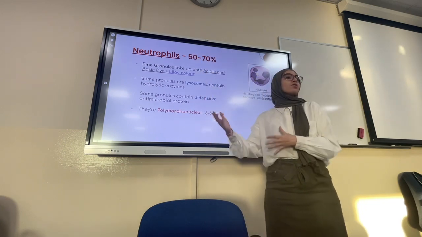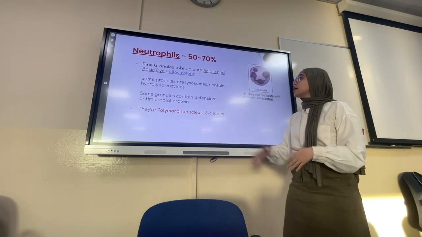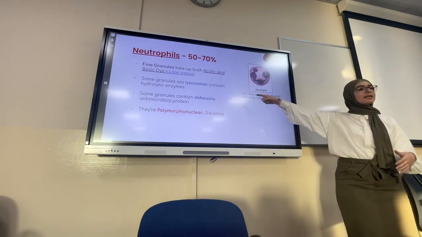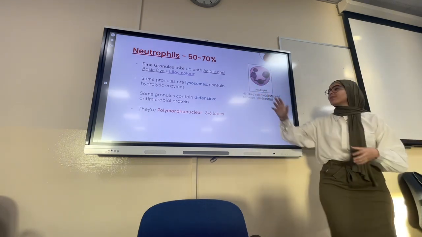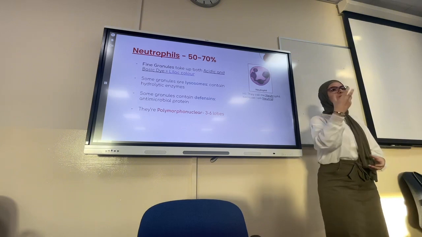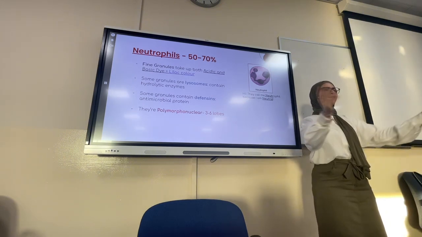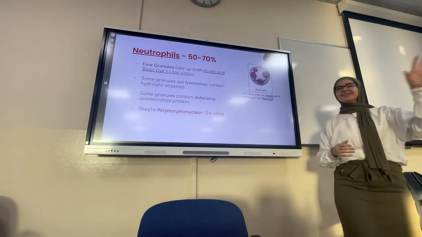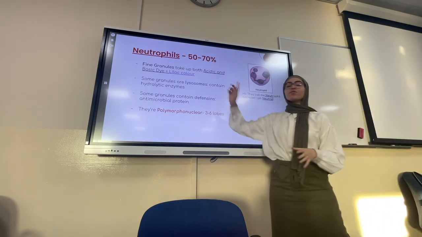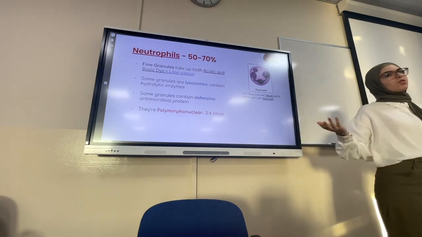50 to 70% of the leukocytes are neutrophils. Because they take in both, the acidic is red, and then the basic is going to be blue. Now, red, blue, a little bit of art here, we get lilac. So yeah, a lilac color, which is the neutral color. So we have granules here too, because they're granulocytes.